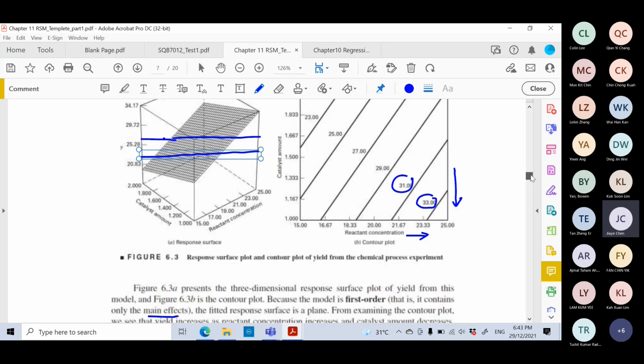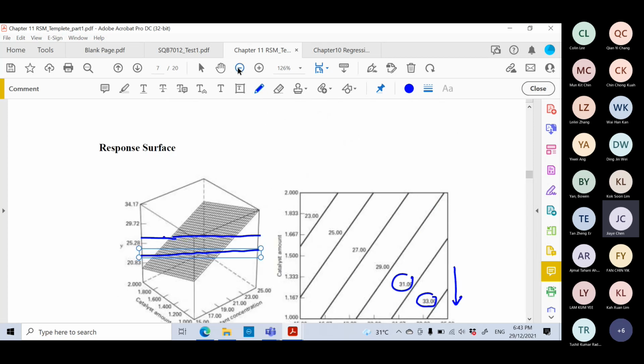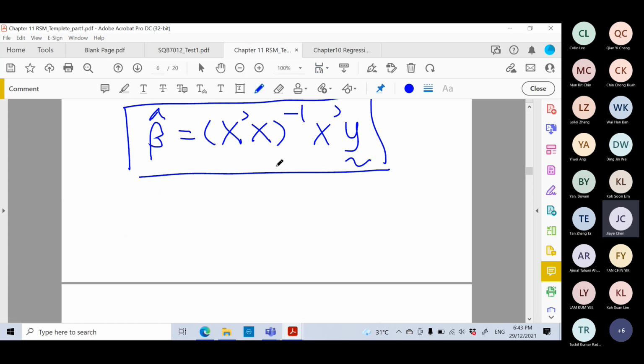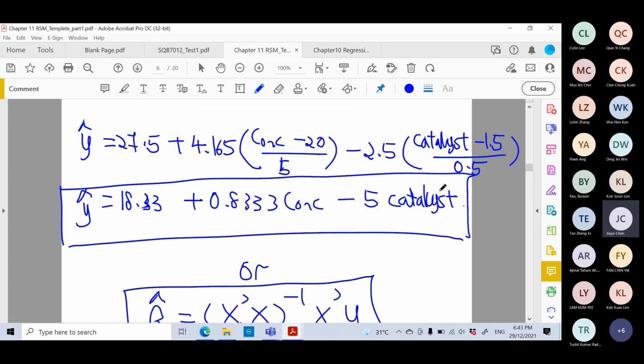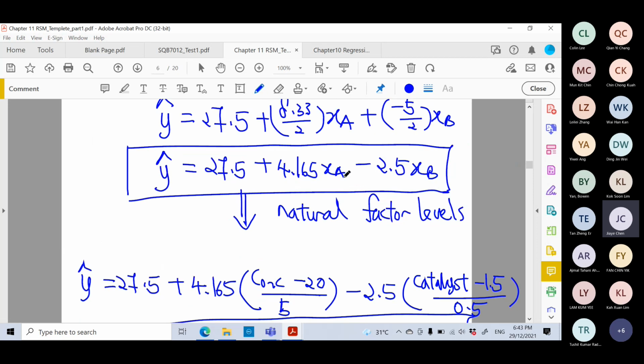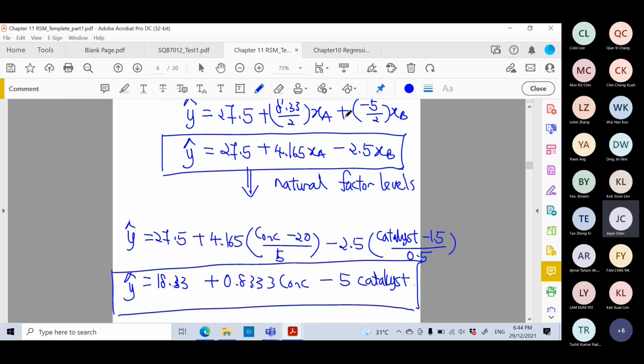Okay, before you can draw this, of course, you need the equation. Before you get this equation, you also need to check whether the factor itself contributes to the y or not. If the factor may not be significant, then we may not include it in the model. This is the first part of the response surface here.